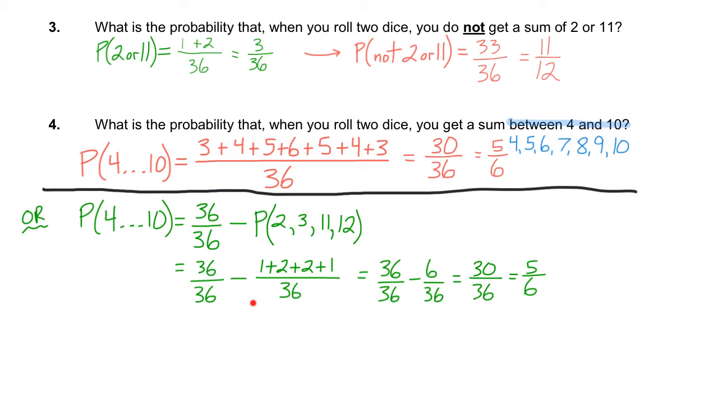Now, you don't have to write out all of this. I'm just trying to show my thought process here. The probability of getting between 4 and 10 is the total number of outcomes minus the complement. And you can kind of do that part in your head. As long as you end up with 30 out of 36, you're good to go.